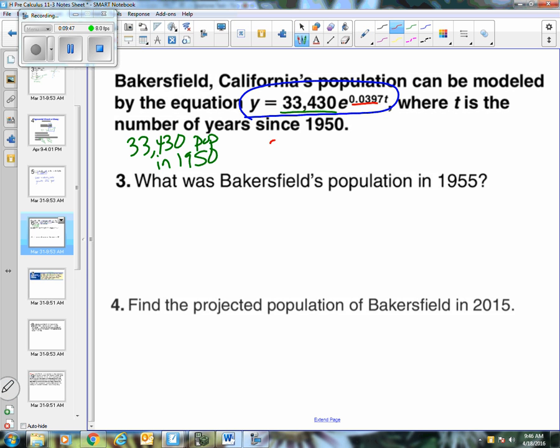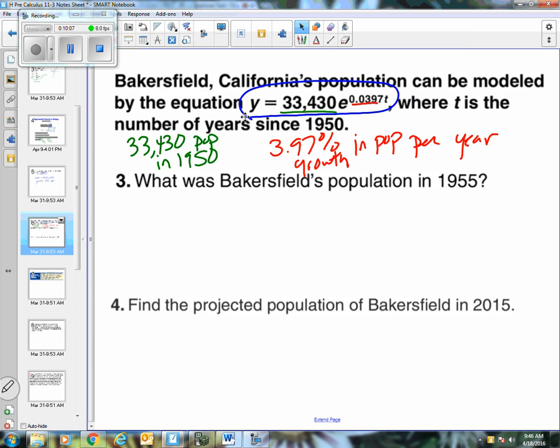Well, look at your exponent. It looks like it's growing at 3.97% growth, because it's positive, in population per, and what's our unit of measure? Well, it's years, right? Years since 1950. So we're growing at almost 4% per year.